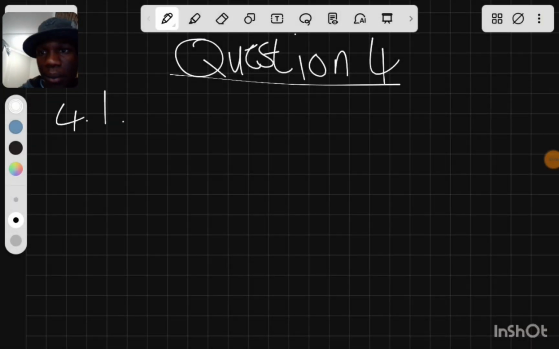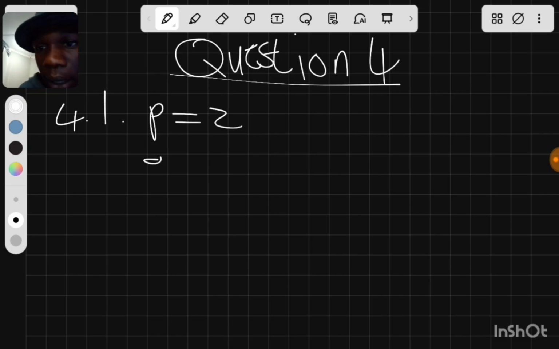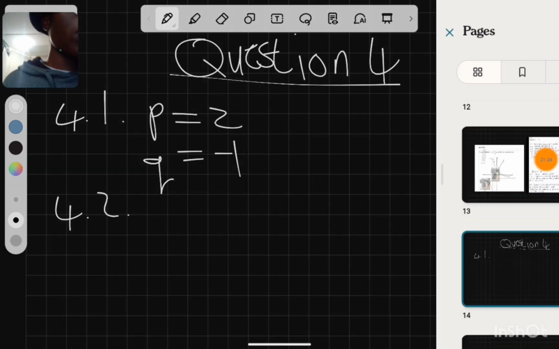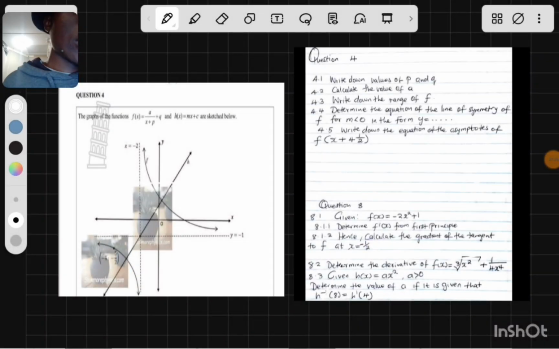I think P is 2 and Q is equal to -1. Do you agree with me? Yes, 100%. Okay, this is 4.2. What does the 4.2 say there? Let's go back there. Calculate the value of A.